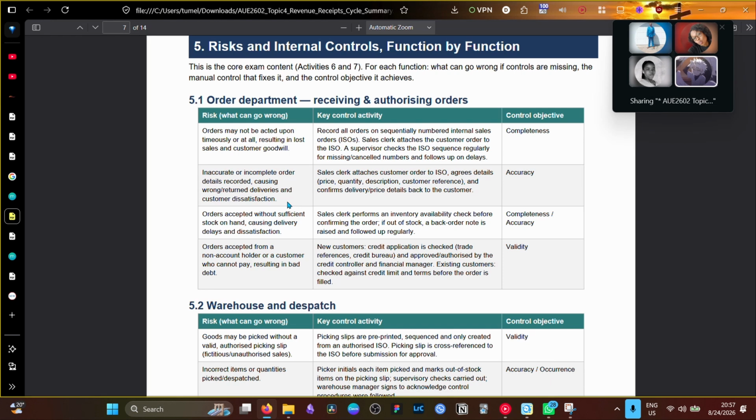Think that makes sense? New customers: credit application is checked, trade references, credit bureau, and approved and authorized by the credit controller and financial manager. Existing customers: check against credit limits and terms before the order is filed. Why? Validity. So, does that make sense?